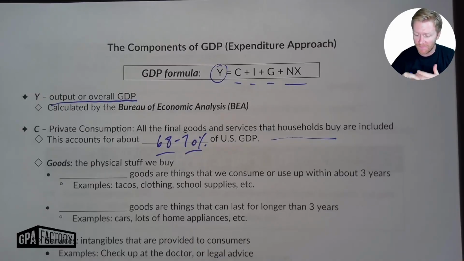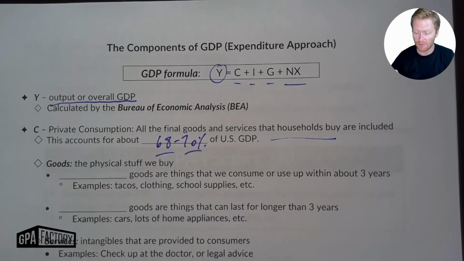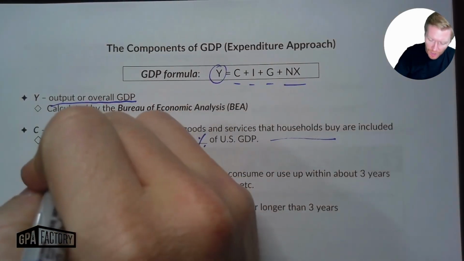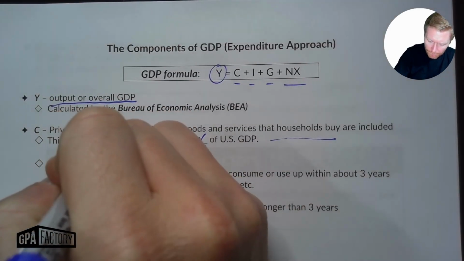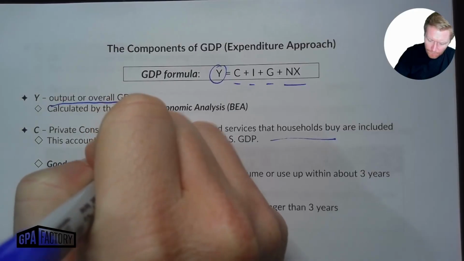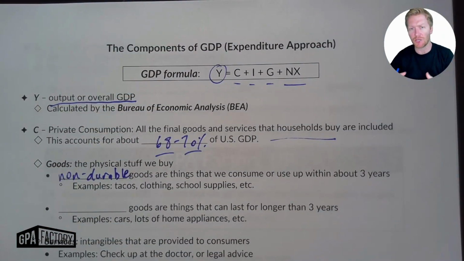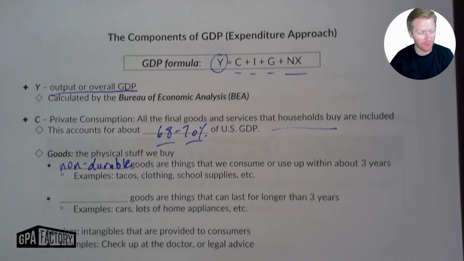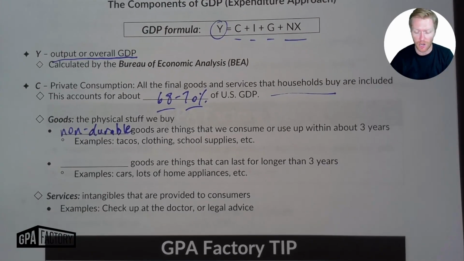Okay, goods are going to be physical stuff that we buy. We're going to have things that we consume or use up within about 3 years. Some examples are tacos, clothing, school supplies, etc. These are going to be non-durable goods. Non-durable goods are things that we consume or use up. They are not going to be around for all that long.